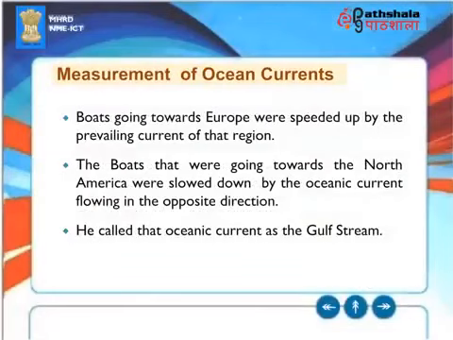Boats going towards Europe were speeded up by the prevailing current of that region. The boats that were going towards North America were slowed down by the oceanic current flowing in the opposite direction. He called that oceanic current the Gulf Stream.